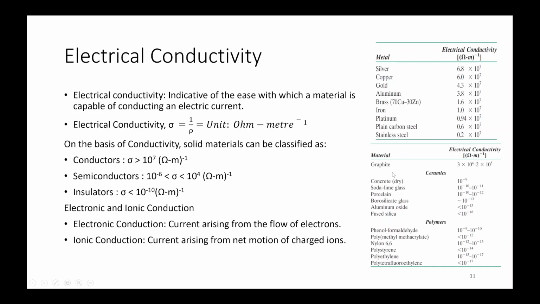Then in case of graphite, it has 3 times 10 to the power 4 to 10 to the power 5 S/m, which is very close to the metals. And other ceramics are insulators. So these will have from 10 to the power minus 9 up to 10 to the power minus 18. In case of polymers also, they have very low conductivity.